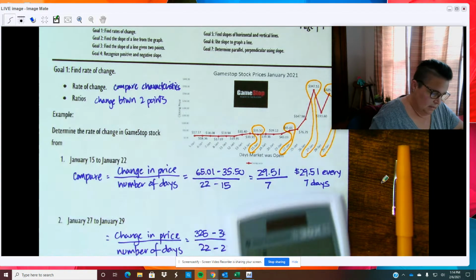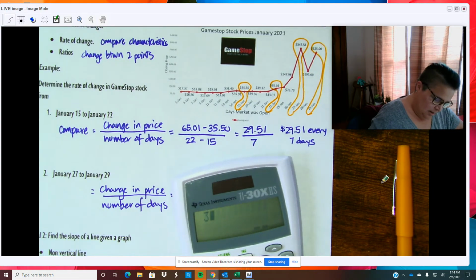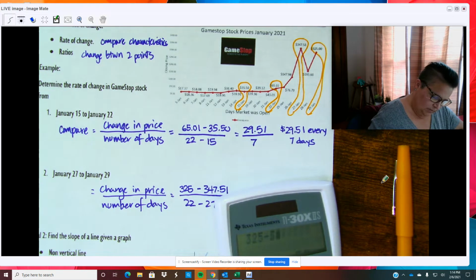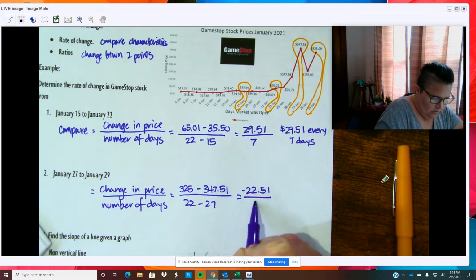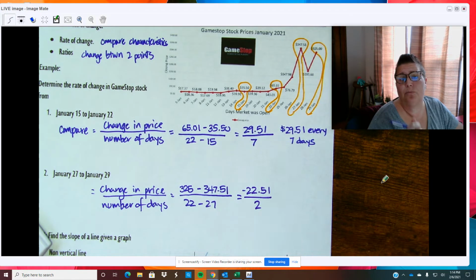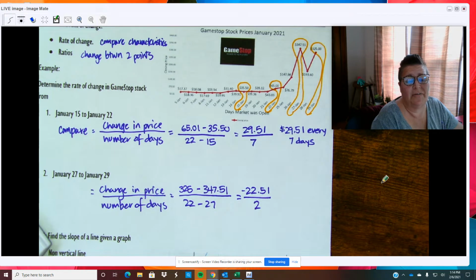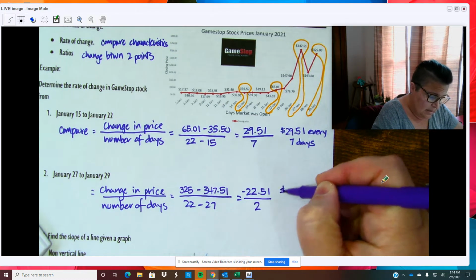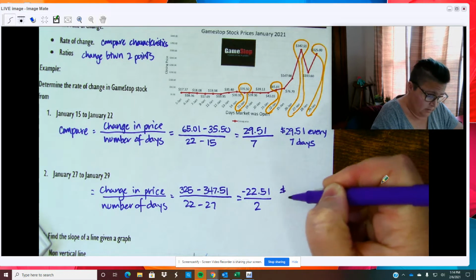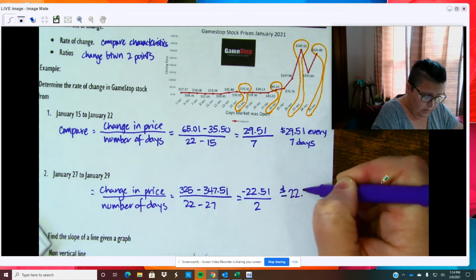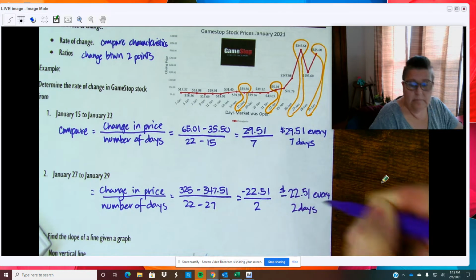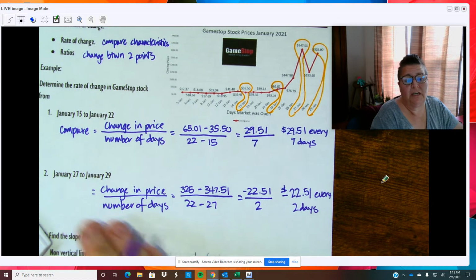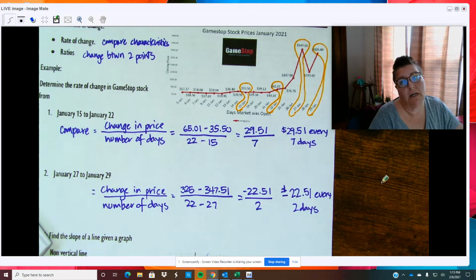So using my calculator, I have 325 minus 347.51. That's a negative 22.51 for 2 days. So the rate of change from January 27th to January 29th indicates that the stock price is going to fall, or be a negative 22.51 every 2 days. Okay, this would be the rate of change from January 27th to January 29th.